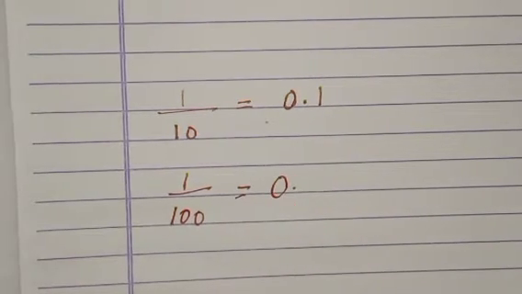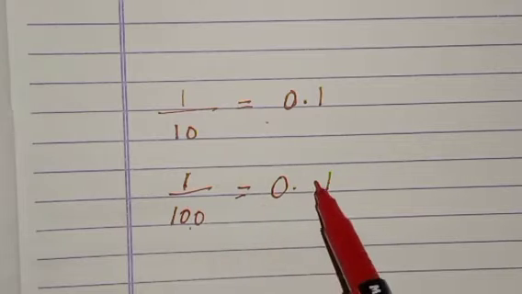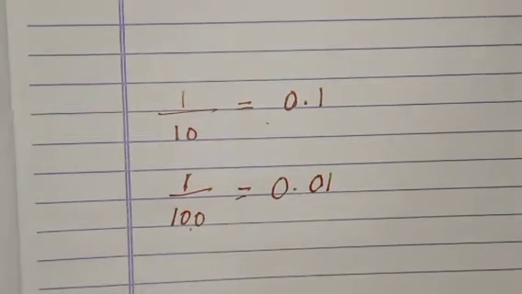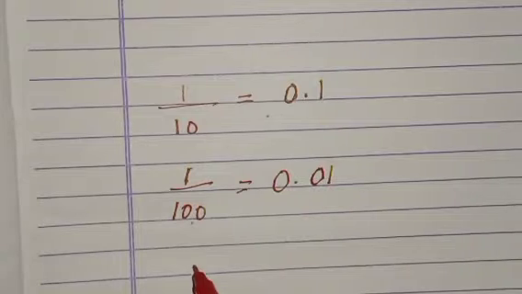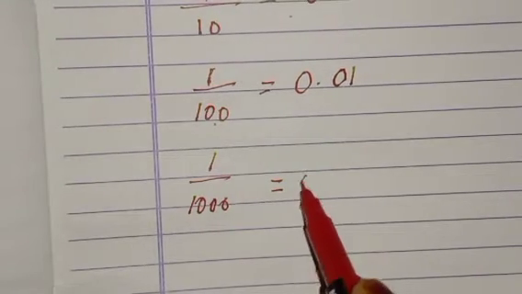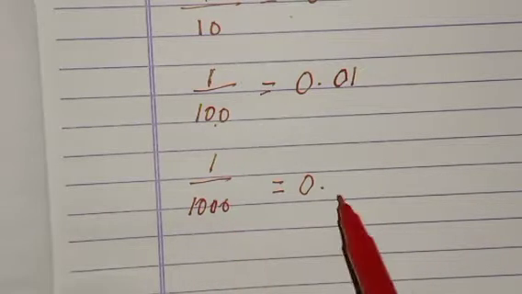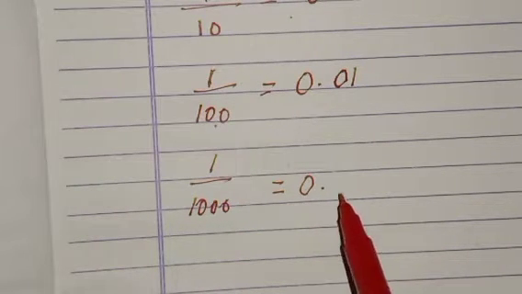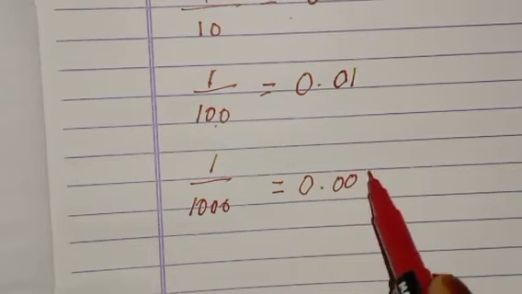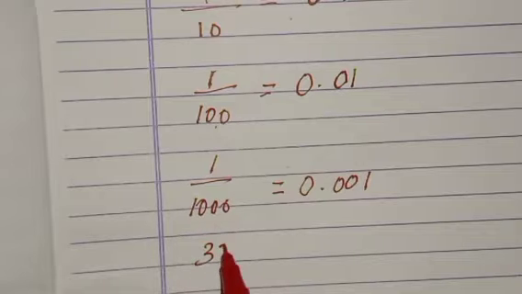0. After the point, 2 numbers will be there. Here only 1 is there, so you can write one more number here. So 0.01. Next, if the question is 1 by 1000, how will you convert into decimal? That is 0. Here 3 numbers are there, so after the point only 3 numbers will be there. So 0.001. Okay. Then if the question is 32 by 10.